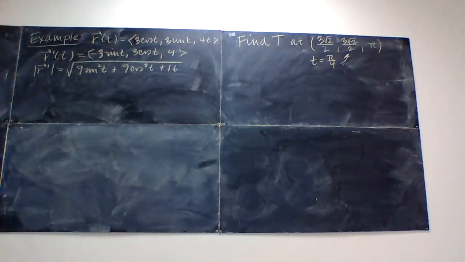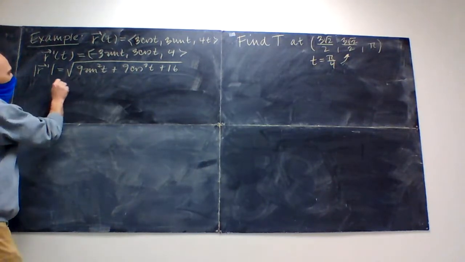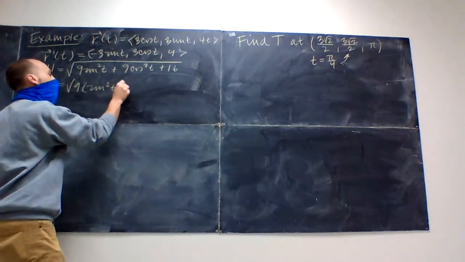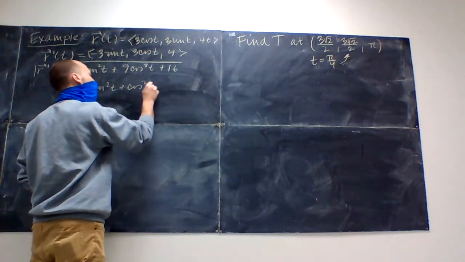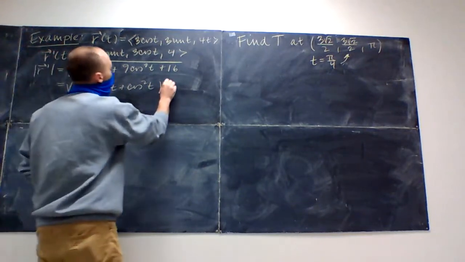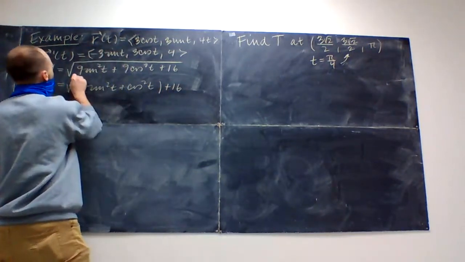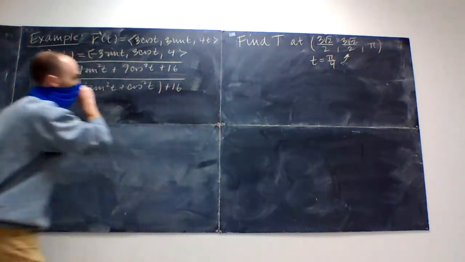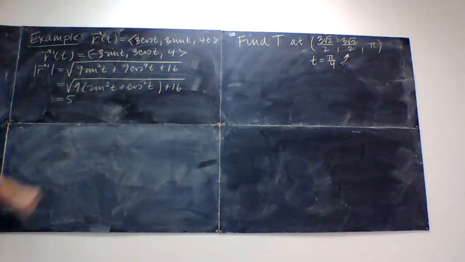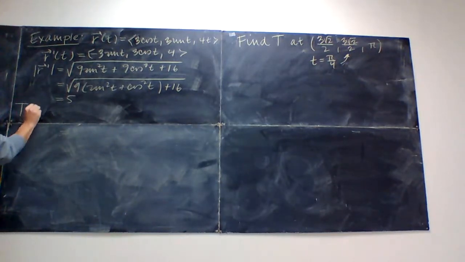Okay, I'm going to apply a little bit of trigonometry. I'm going to factor out the 9s, and I'm going to say that's sine squared t plus cosine squared t, which we know equals 1. Okay, so that's going to be helpful. Plus 16, and that's just going to become the square root of 9 plus 16, and that's the square root of 25, which is 5. Meaning that the unit tangent vector at time t is 1/5 of r prime of t.